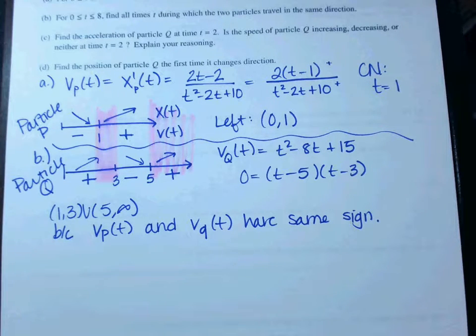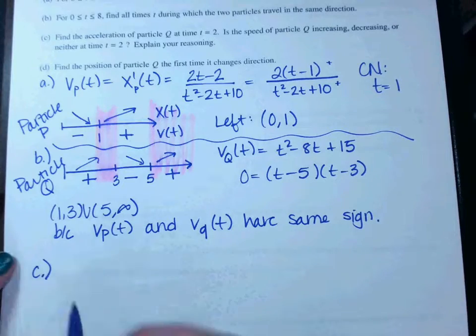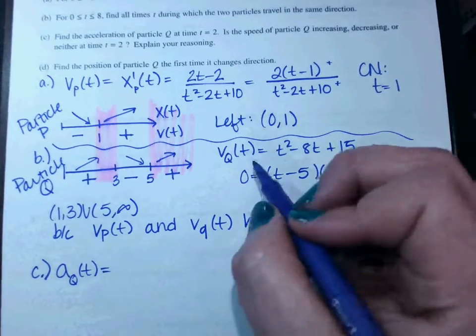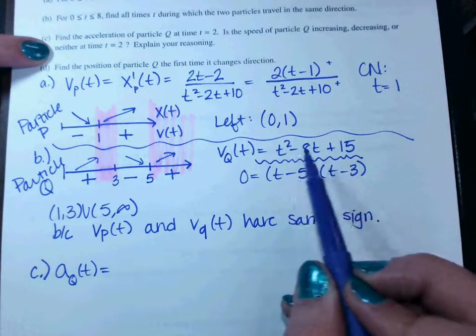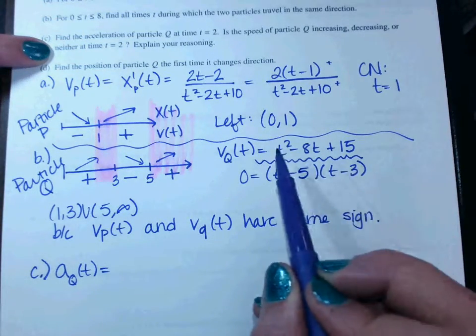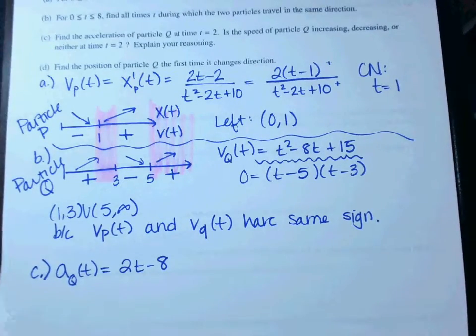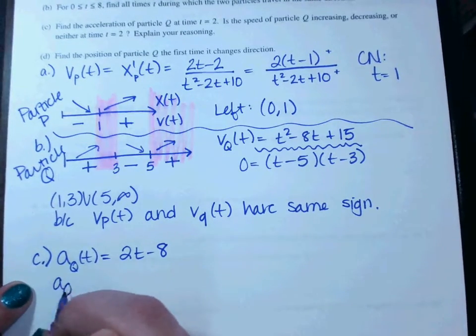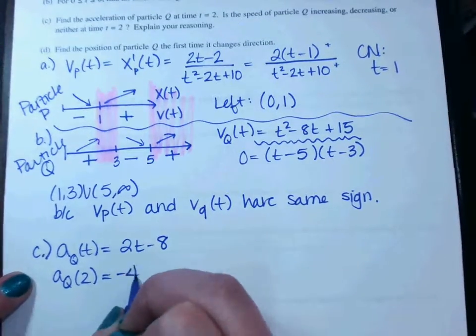Okay, part C, find the acceleration of particle Q at time 2. How do we find acceleration? Derivative of what? Of velocity. So velocity's here. And remember, we're doing particle Q, so we want to make sure we're looking at the right thing. What's the derivative of this? 2t minus 8. And then when do we want the acceleration? At time what? At 2. So 2 times 2 is 4, minus 8 is negative 4.